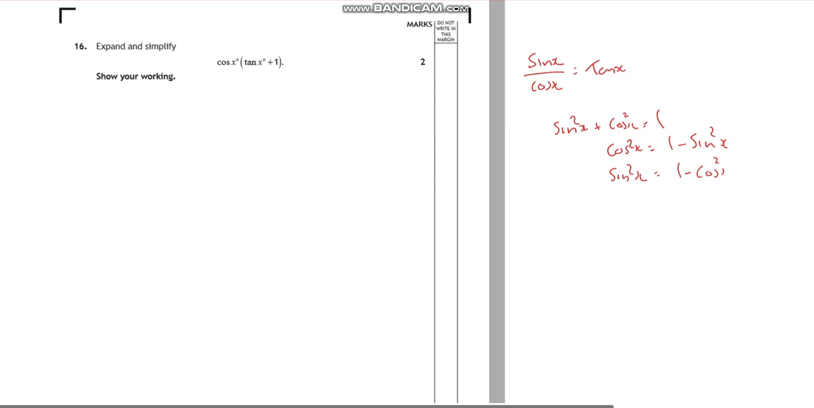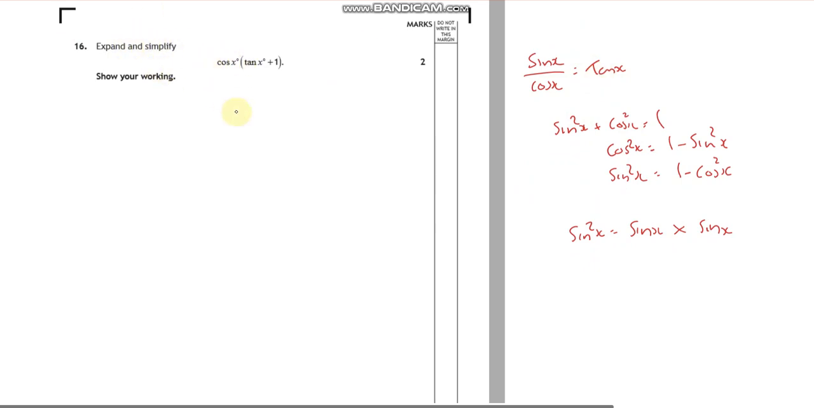The other thing to note is sine squared x, cos squared x. So for example, sine squared x is just sine x multiplied by sine x. It's not that the x is squared or anything, right? It's just squaring itself as normal. So if you remember these, they are actually not too bad.